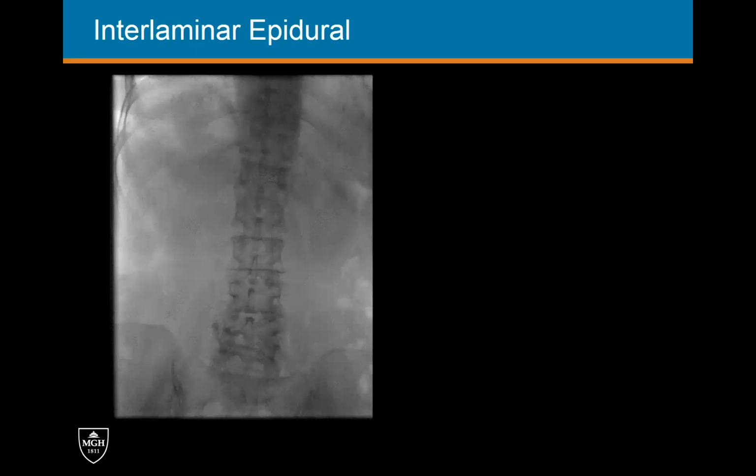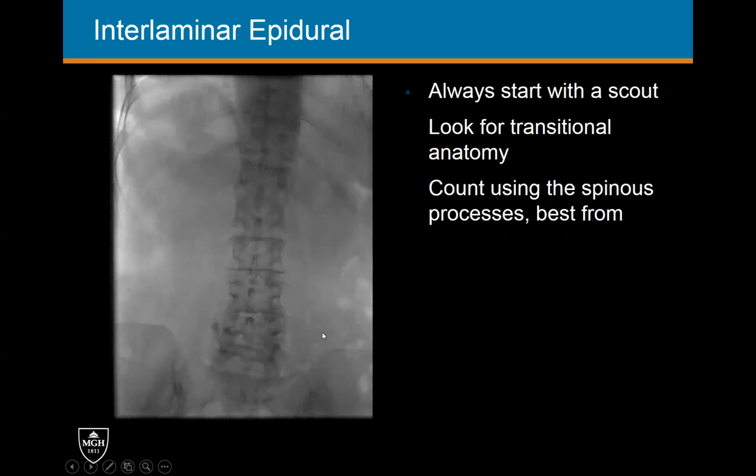All right, so I'm going to go through the images that we acquire as we do these procedures. Always get a scout of the entire spine, because of course we've reviewed the imaging before, but sometimes you may have missed or forgotten that there's transitional anatomy. And so this allows you to count and make sure that you're not going at the wrong level. And then count using the spinous processes, because the discs, remember, are at different obliquities, so they can be difficult to count sometimes.